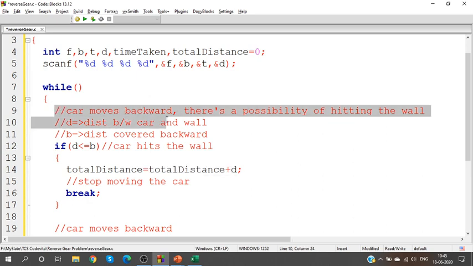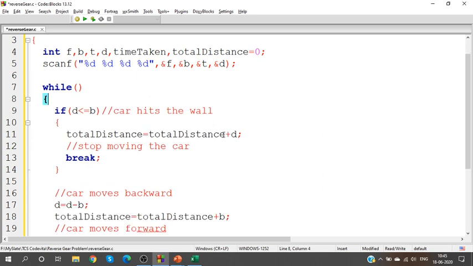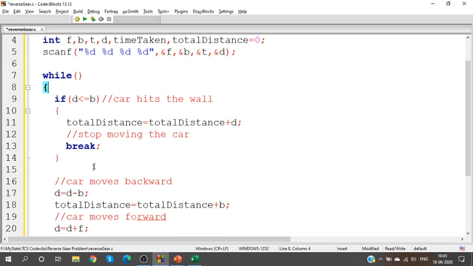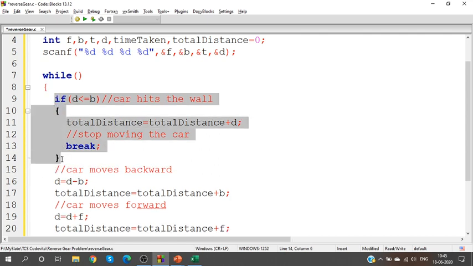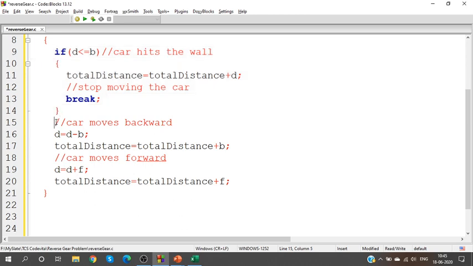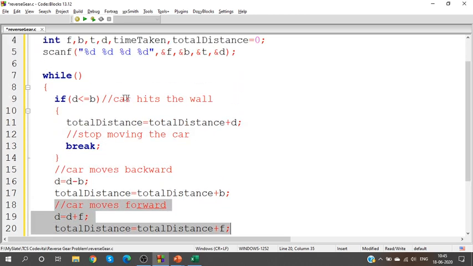Okay, this is the concept. So there are three scenarios we are dealing with here. I'm checking whether the car can hit the wall, or whether it moves backward or forward. Until this brake is executed, we will repeat the loop. So I'll just have it as an infinite loop. Until the brake is executed, the process will continue.